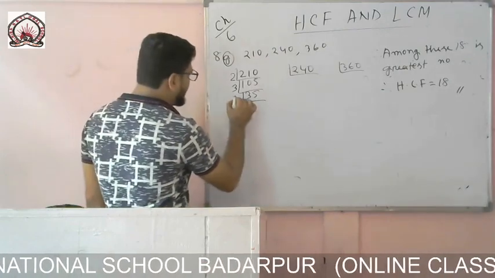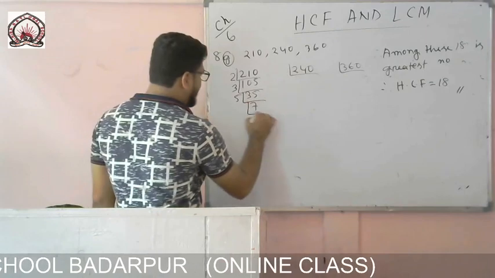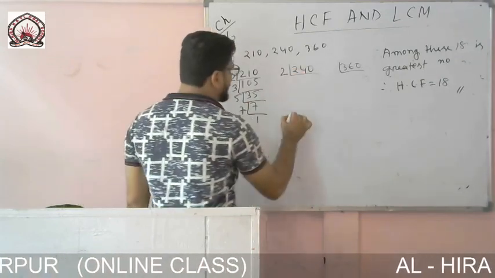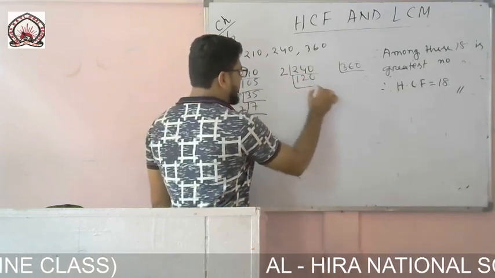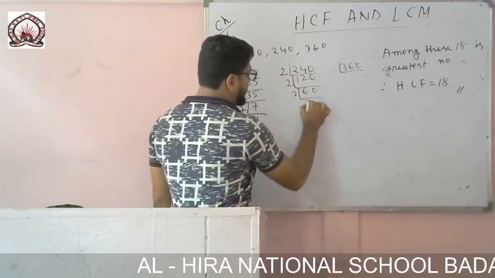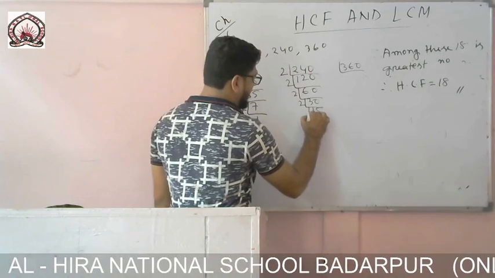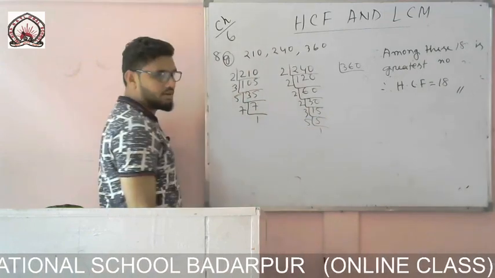Again with this one, what? With 5, 5 7s are. Okay. Again this one, with 7, 1s are. Now come to 240. With 2, 2 12s are 24, 1 0. Okay. With 2, 6s are 12, then 1 0. With 2, 30s are 60, 1 0. With 2, 15s are. With 3, 5s are. With 5, 1s are. Okay.